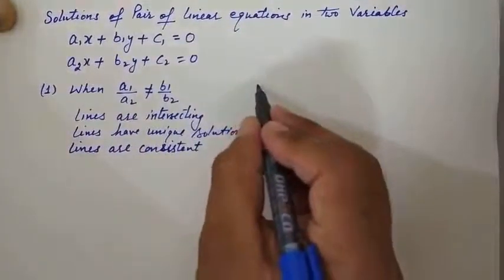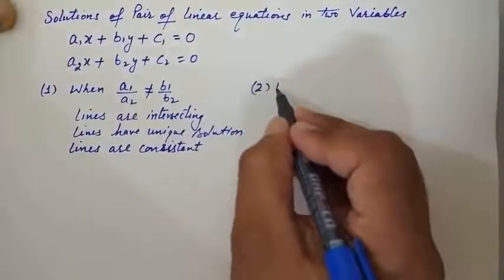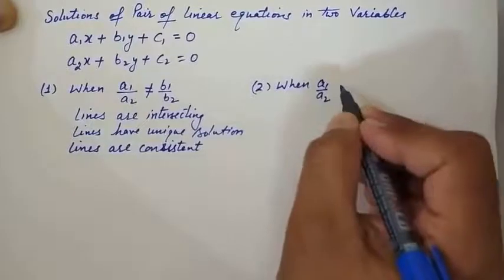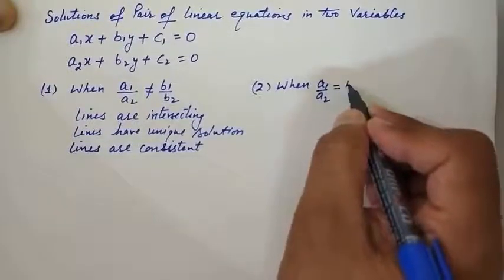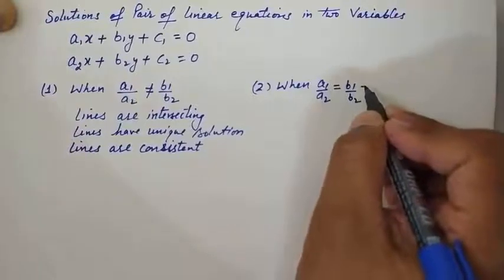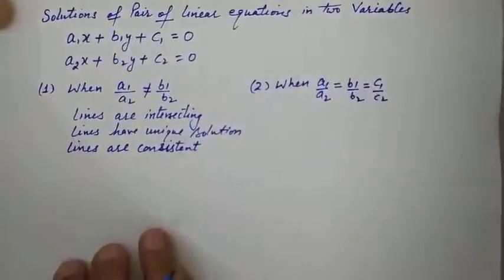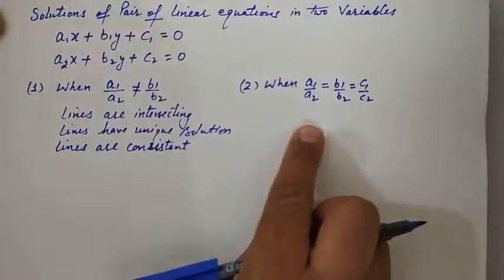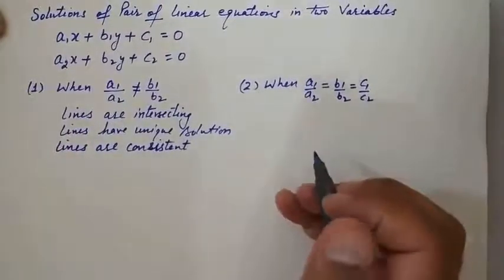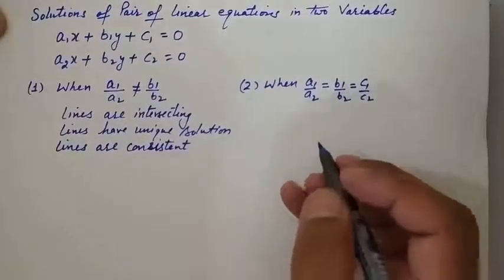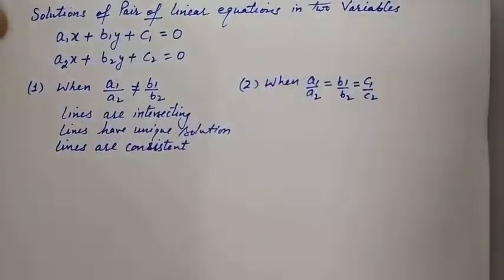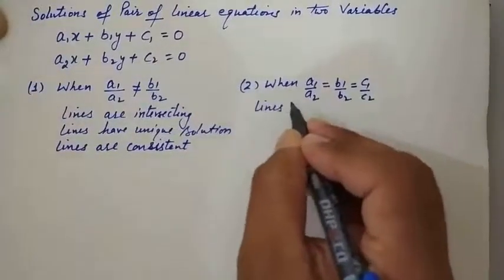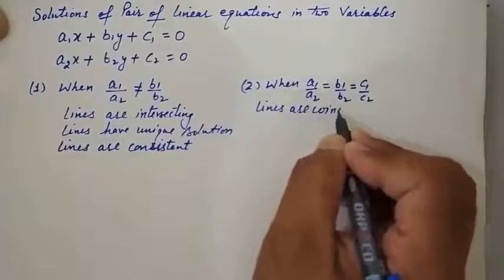Now the second condition is when a1 over a2 is equal to b1 over b2 is equal to c1 over c2. So in this condition, the pair of lines are coincident, overlapping lines will be there. So we will write that lines are coincident.